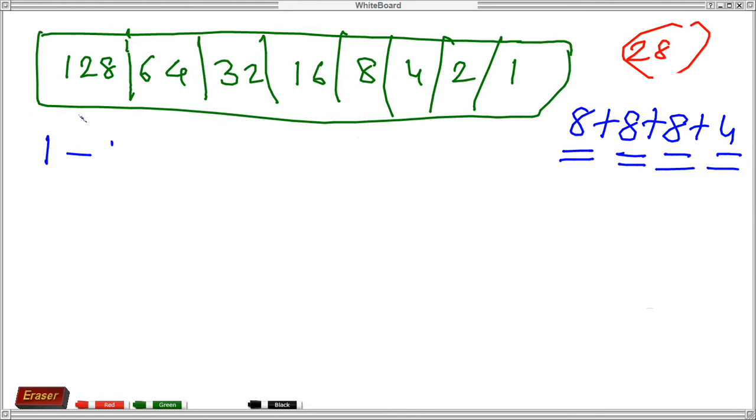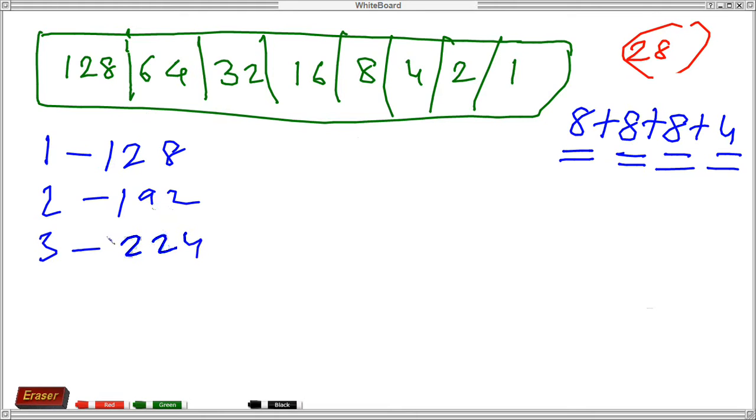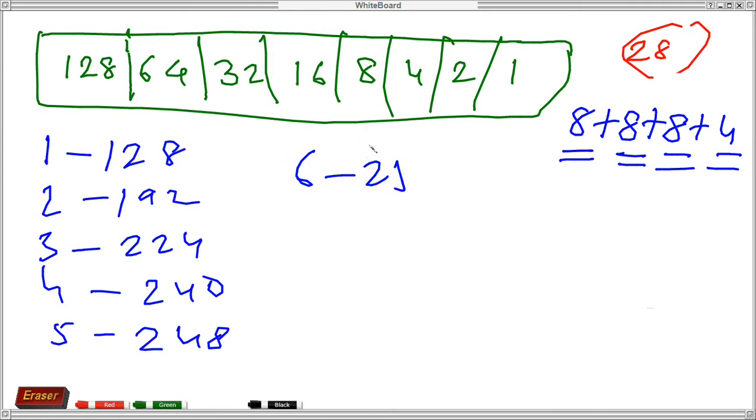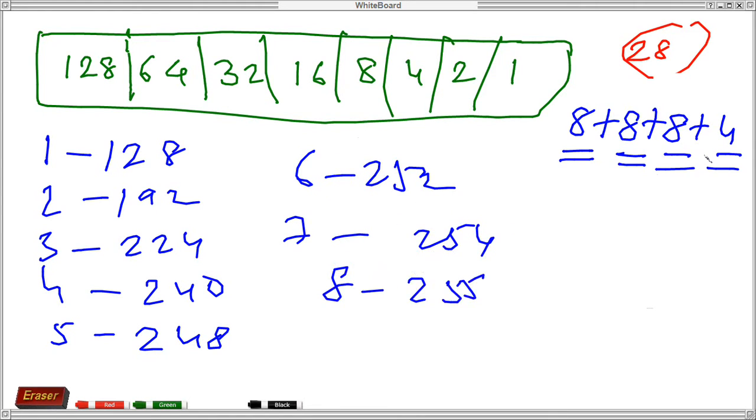If the first bit is set to 1, it is 128. Second bit, it is 192. Third bit, it is 224. If it is the fourth bit, it has to be 240. If it is the fifth bit, it has to be 248. Sixth, 252. Seventh, 254. Eighth, 255. So then I can find out this has to be 255.255.255.240.